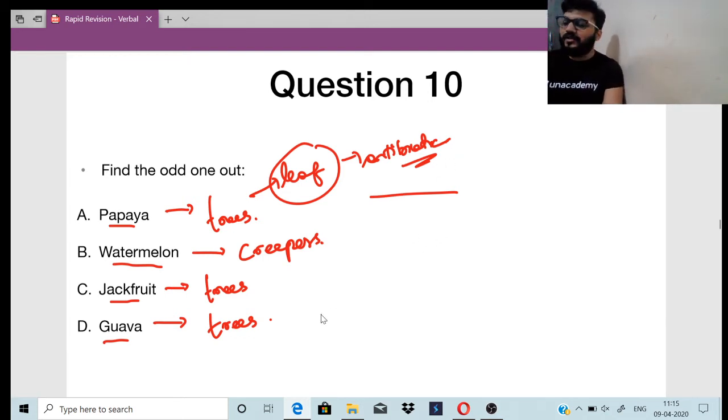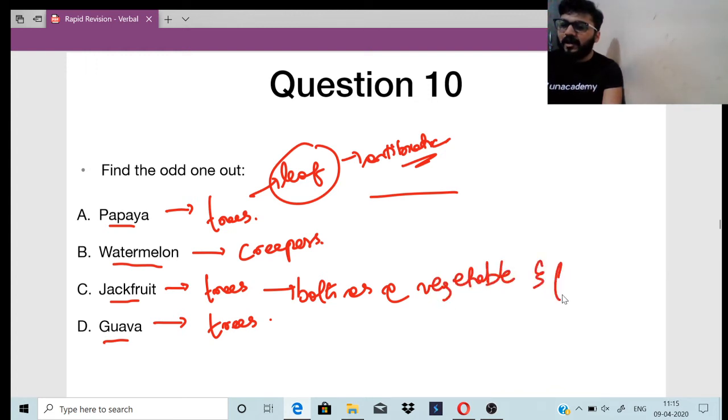Jackfruit is not a vegetable, okay? Jackfruit is used both as a vegetable and fruit. I don't know, in some areas it might be used as a vegetable, but if you come to Karnataka and all, we use it as a fruit here, okay?